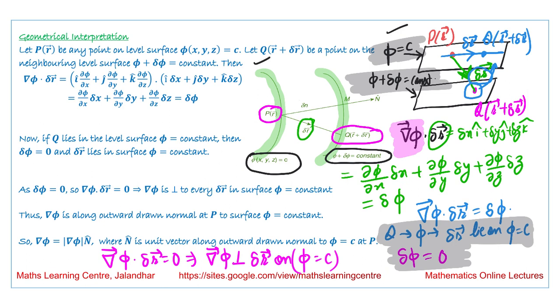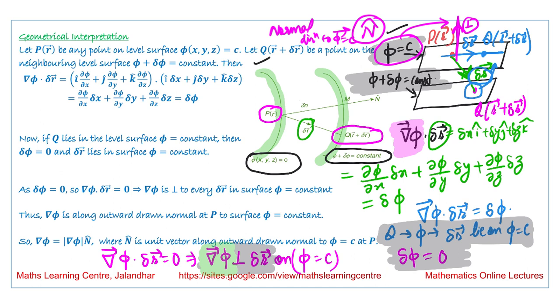We are saying both these vectors are perpendicular to each other on this surface. So what we obtain is the direction of gradient of phi. The direction of gradient of phi is basically perpendicular to the surface phi is equal to c. This is the direction of gradient of phi, and if we write this perpendicular direction as n unit cap, it is the normal direction to phi is equal to c.